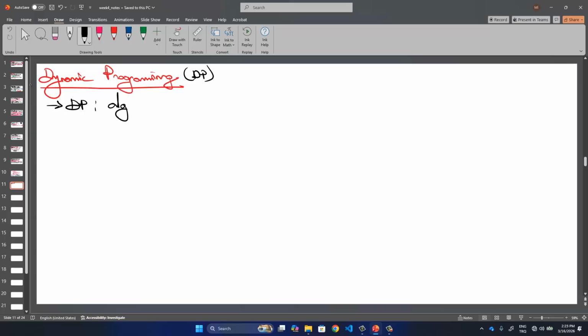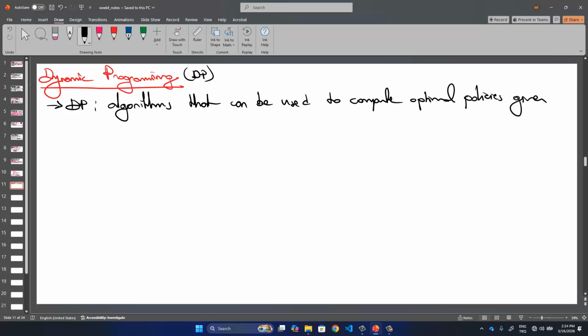DP are the algorithms that can be used to compute optimal policies given a perfect model of the environment as an MDP.